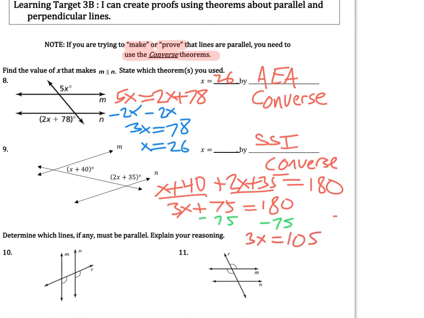So 3x equals 105, and divide to finish it off. And we get 35. So x is 35. All right, there you have it. Cruising along.